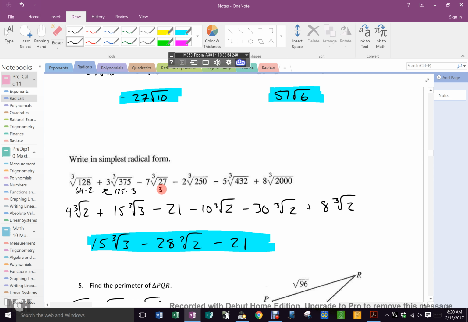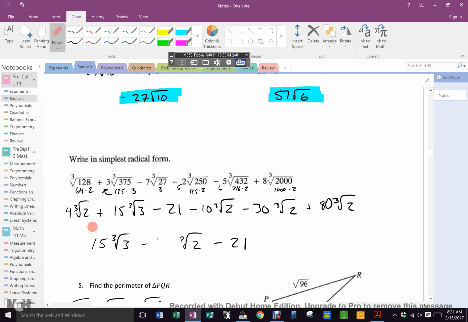27. 27's cube root is 3, so out comes a 3. 21. Good? Okay. 250 is 125 times 2, so out comes a 5. 10. 432 is 216 times 2, so out comes a 6. 6 times 5, 30. And 2,000 is 1,000 times 2, cube root of 1,000 is 10, so out comes a 10. Oh, forgot to make that 80.